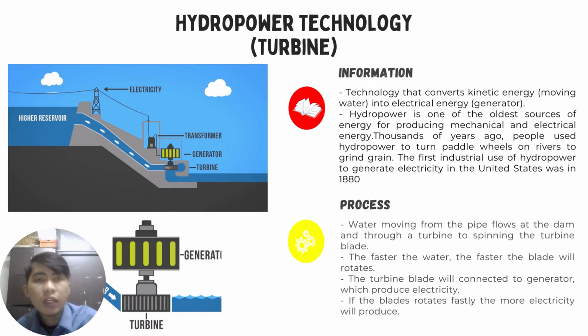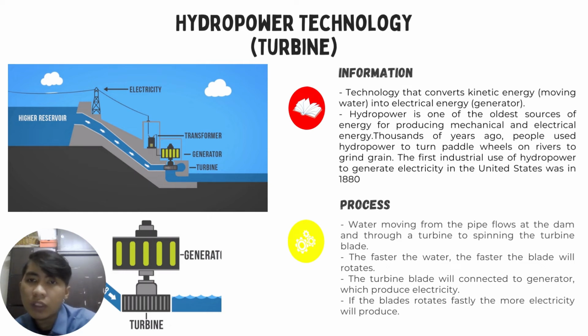The second technology for the hydro dam is the turbine technology. This technology is used to convert kinetic energy into electrical energy. So the source of the kinetic energy is the moving water, and the generator is the technology that produces the electricity. Hydropower is one of the oldest sources of energy for producing mechanical and electrical energy. 1,000 years ago, people used hydropower to turn paddle wheels on rivers to grind grain. The first country to use hydropower to generate electricity was the United States.